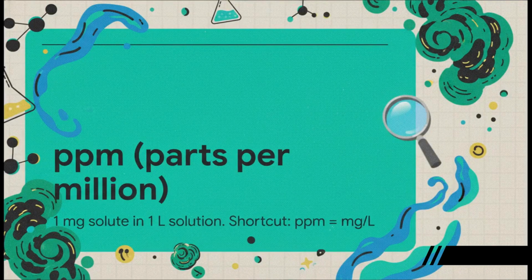All right, let's talk about ppm, or parts per million. I know this one can look kind of intimidating, but it's actually super simple. Just think of it like this: 1 tiny milligram of something dissolved in a whole liter of solution. The only shortcut you need? Just remember, ppm equals milligrams per liter. You'll see this all the time in questions about pollution and stuff like that.